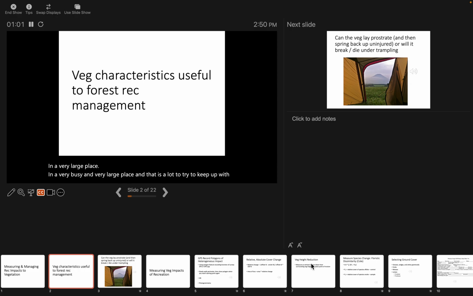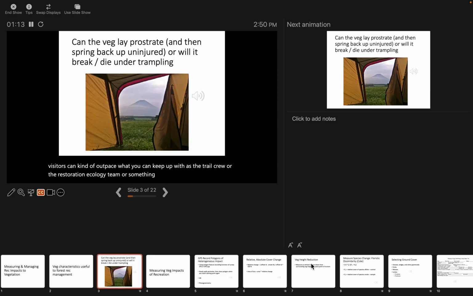So these techniques work really well. It's just sometimes your millions of visitors can kind of outpace what you can keep up with as the trail crew or the restoration ecology team or something like that. Okay?